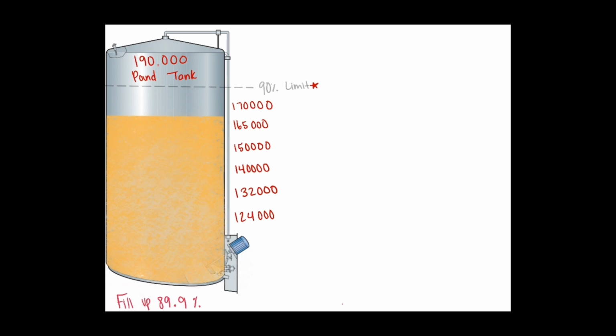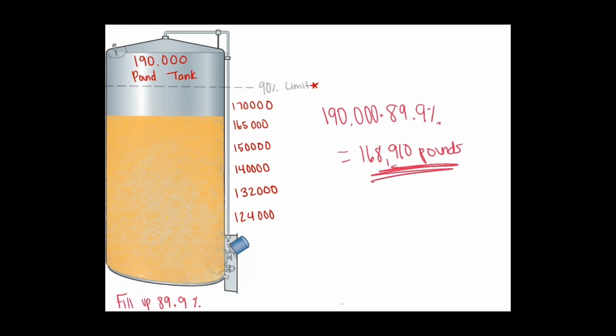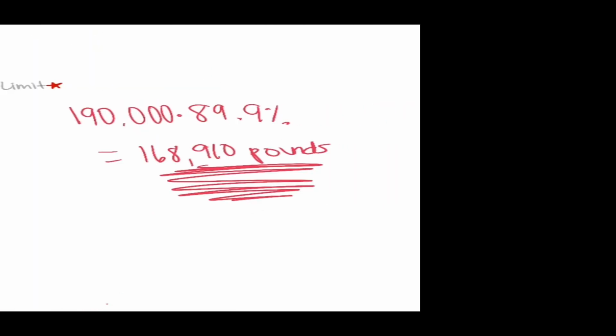So you would do 190,000 times 89.9%. This will equal 168,910 pounds. That is my total amount of sand filled up. You can see it is demonstrated because it is above 165,000, but below 170,000. It is also below the 90% limit.